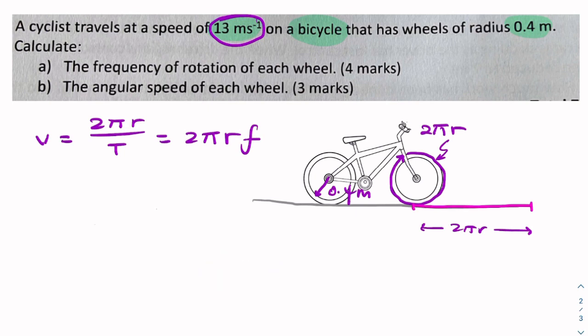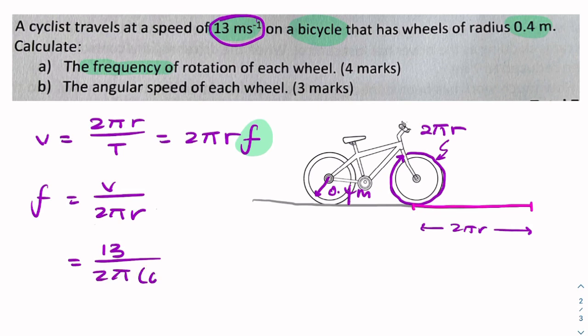And the question is actually asking us to find the frequency. So to find the frequency, you could rearrange and say that's v divided by 2 pi r. So that's 13 divided by 2 pi times 0.4. And that gives you 5.2, and the unit for frequency is cycles per second or hertz.